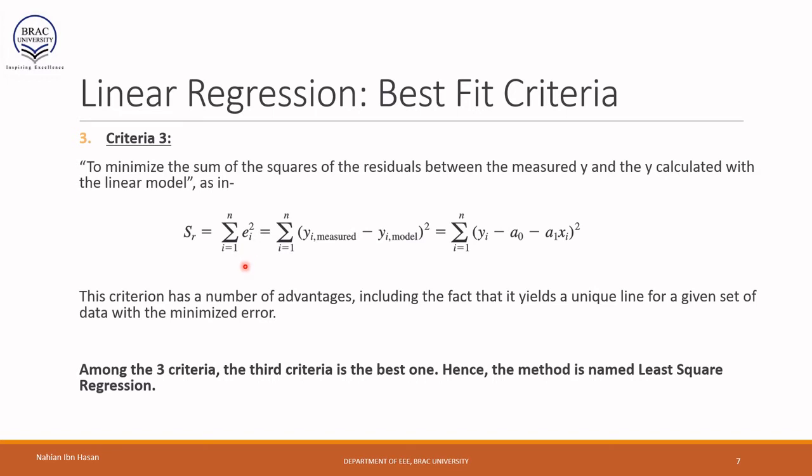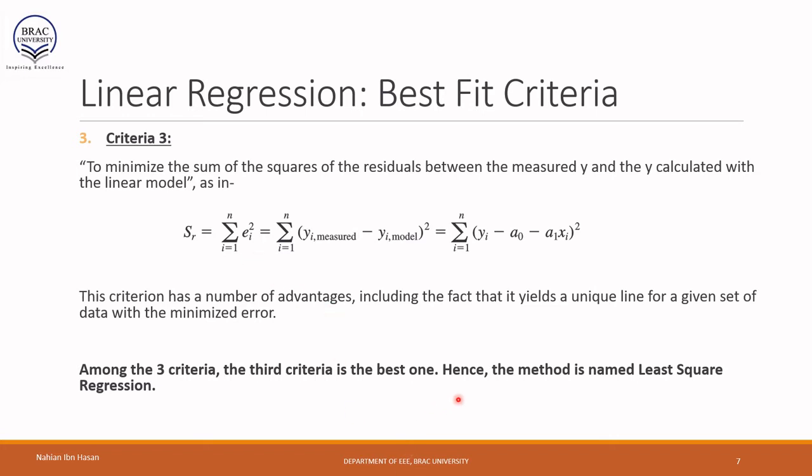So this criterion actually meets most of the purposes of the best fit criterion. This criterion has several advantages, including the fact that it gives a unique line for a given set of data with the minimized error. That means we will get a unique line, the best line that goes through some of the data points. So among these three criteria, this third criterion, which is the summation over the square of the error terms, is the best one.